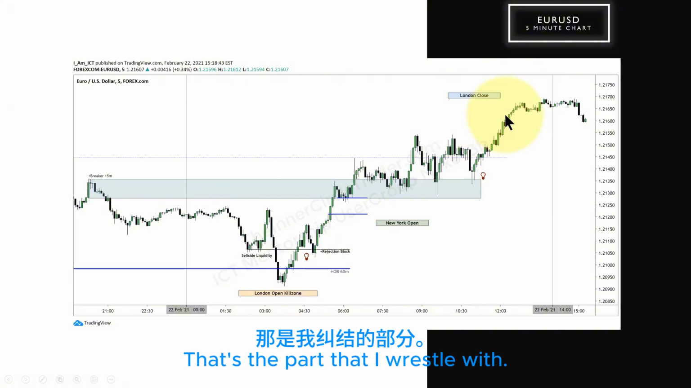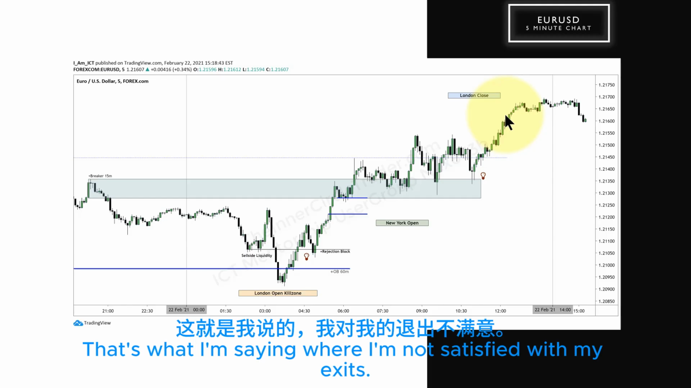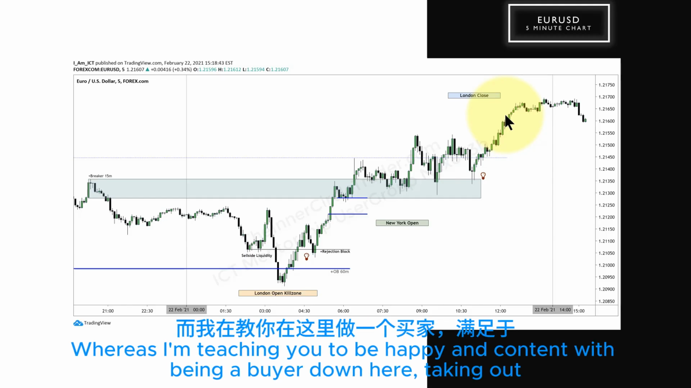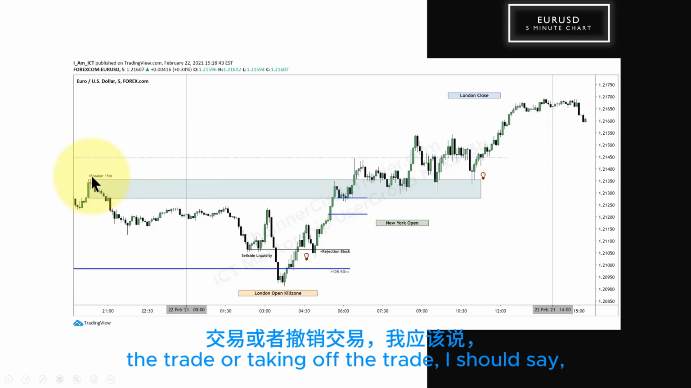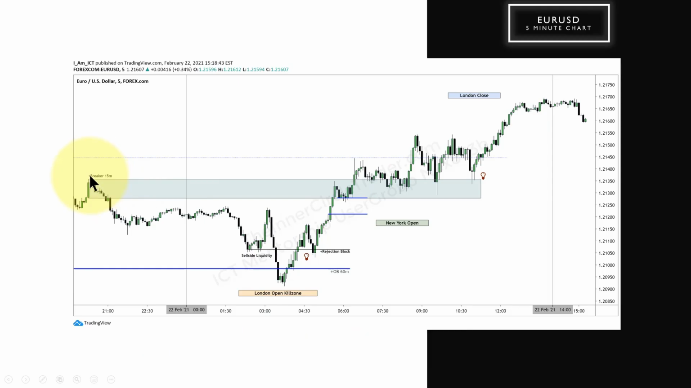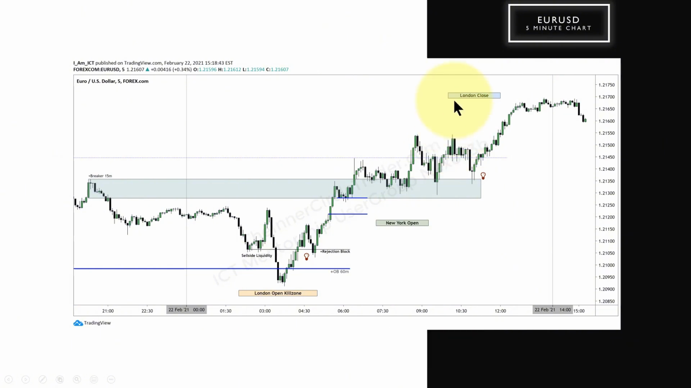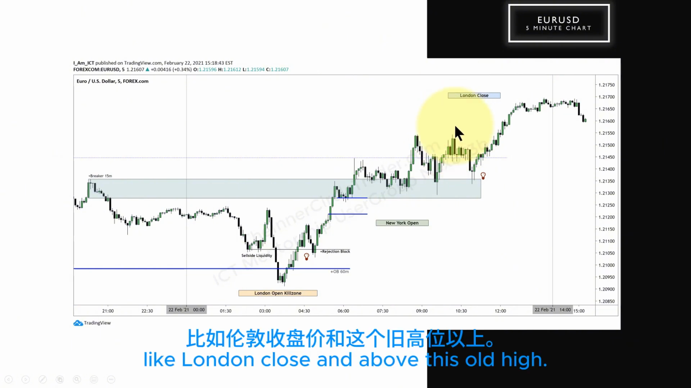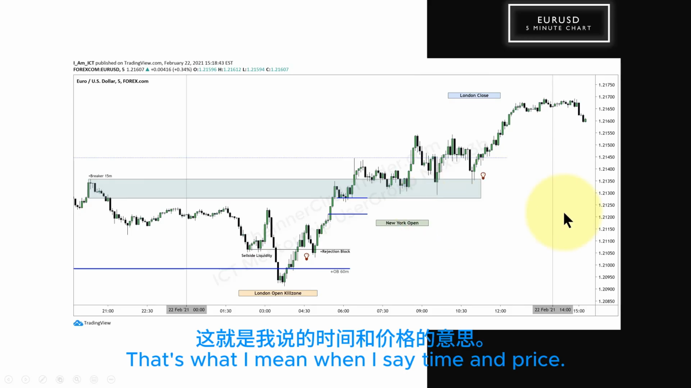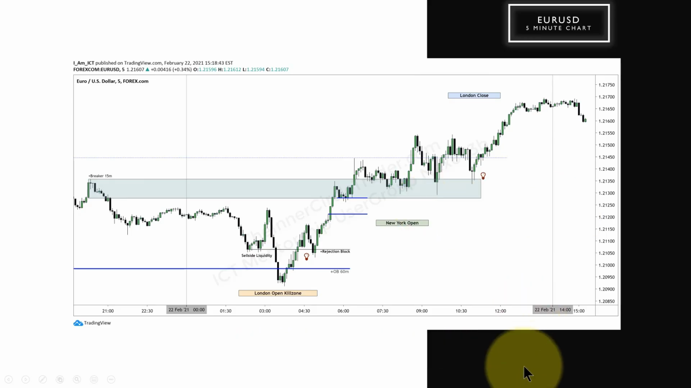That's the part that I wrestle with. That's what I'm saying, but I'm not satisfied with my exits. Whereas I'm teaching you to be happy and content with being a buyer down here, taking off the trade above this high at a time element like London close and above this old high. That's what I mean when I say time and price.